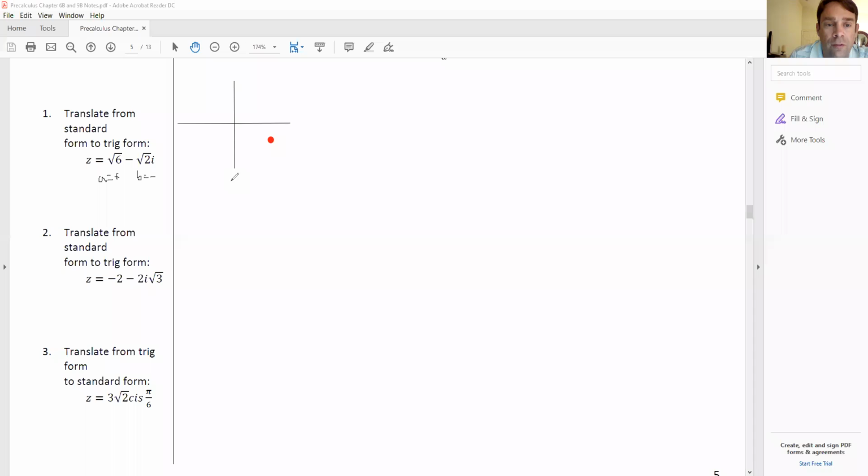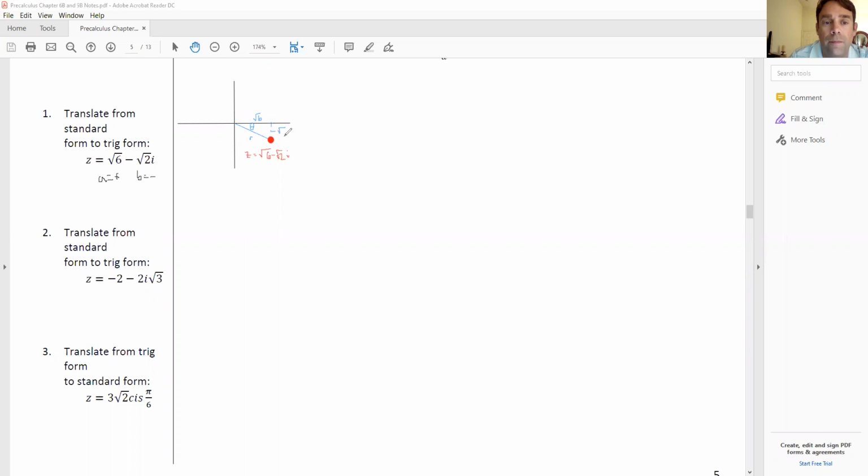So this is that value right here. This is the value of root 6 minus root 2i. So when we get to the theta part, we know kind of what we're looking for here. When we get to the theta, you can kind of see what that angle is that we're looking for. So I'm expecting when I do my tangent, I'm going to be getting a value that is going to be a negative theta.